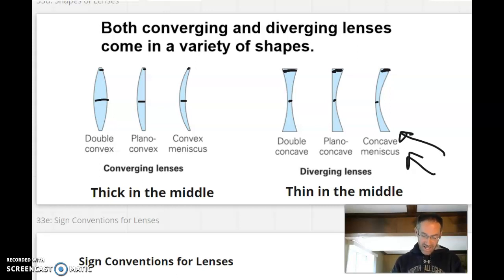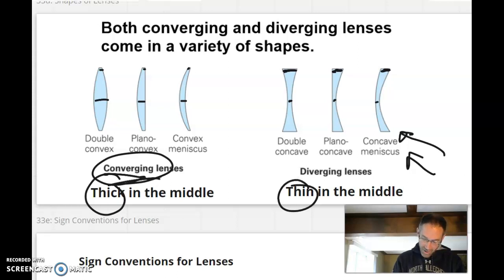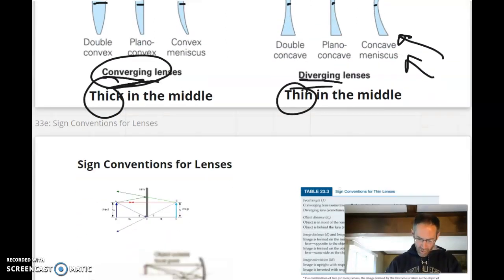All that is to say that these two kinds of lenses do very different things. If the lens is thick in the middle, it's converging, and it's going to take that light and make it go to a focal point. If it's thin in the middle, it's going to be diverging, and it's going to make that light go away from each other, but it's going to seem like it all came from one point.